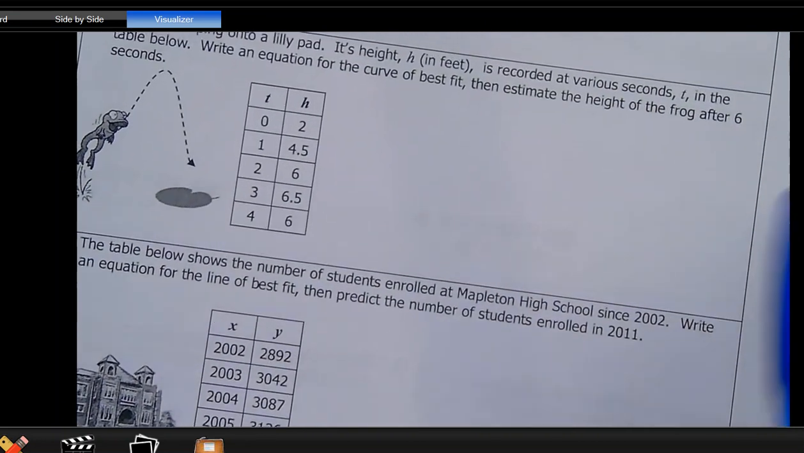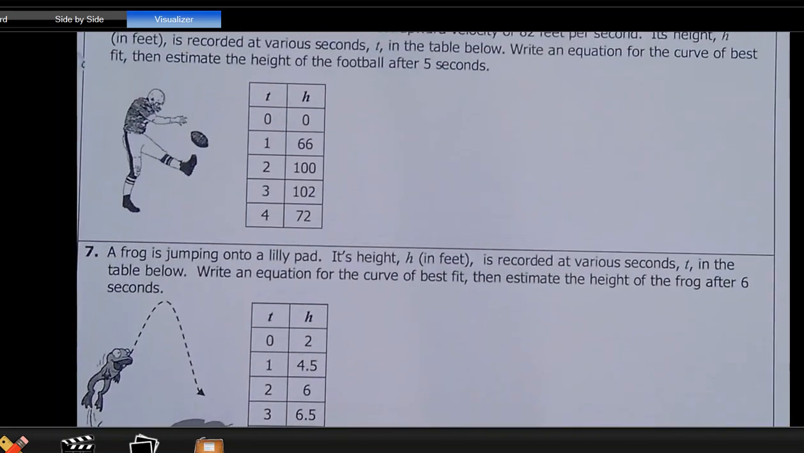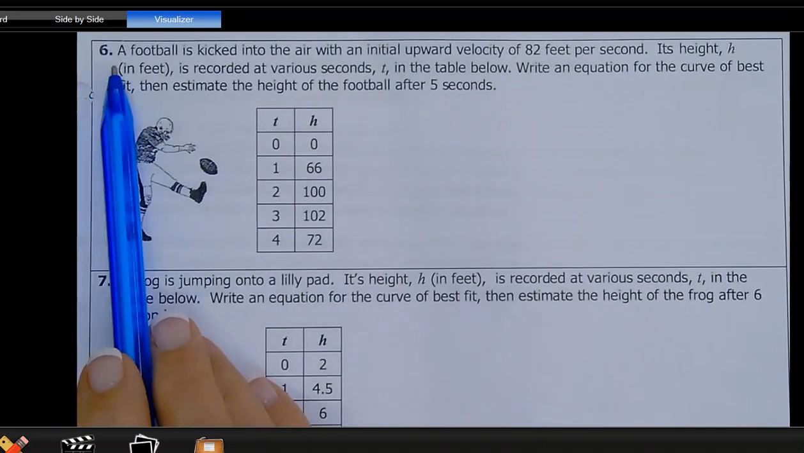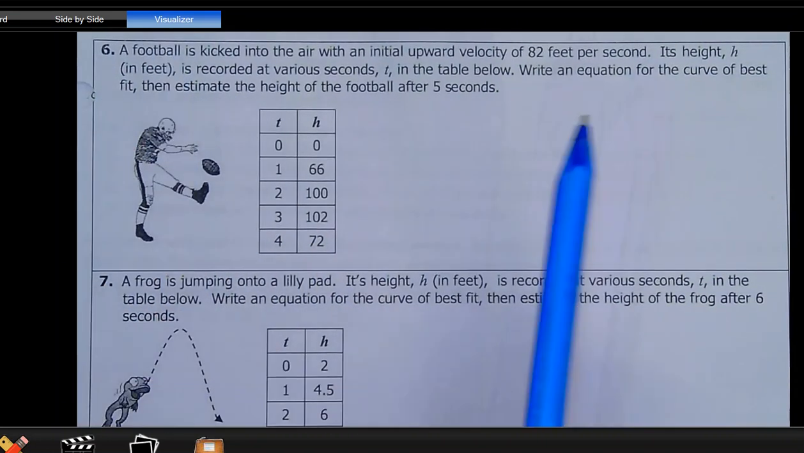And I do have some classwork that I want you to try. So this classwork, there's the top of it. Sorry, this classwork, we're going to start at number 6. Okay, so that's not a mistake. You're just starting right here at number 6.